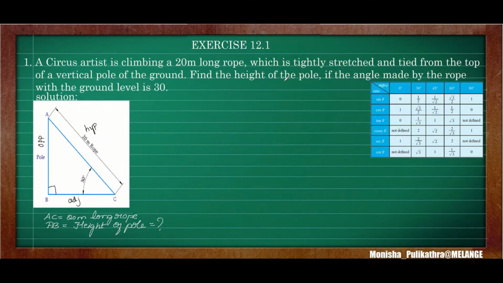Find the height of the pole if the angle made by the rope with the ground is 30 degrees. So here the angle is made by this rope to the ground, so it will become an angle of elevation. The angle of elevation made by this rope and the ground horizontal line is 30 degrees. So we need to find the height of this pole. And this BC is the distance of the pole from a point where this rope has been tied. So here, consider AC as a right angle triangle.